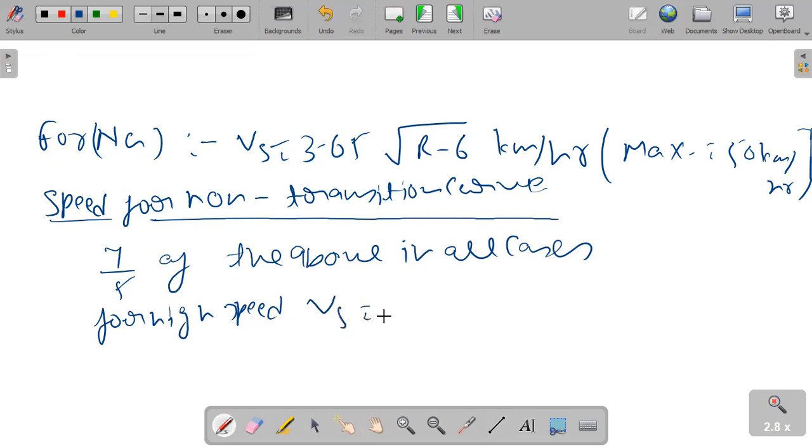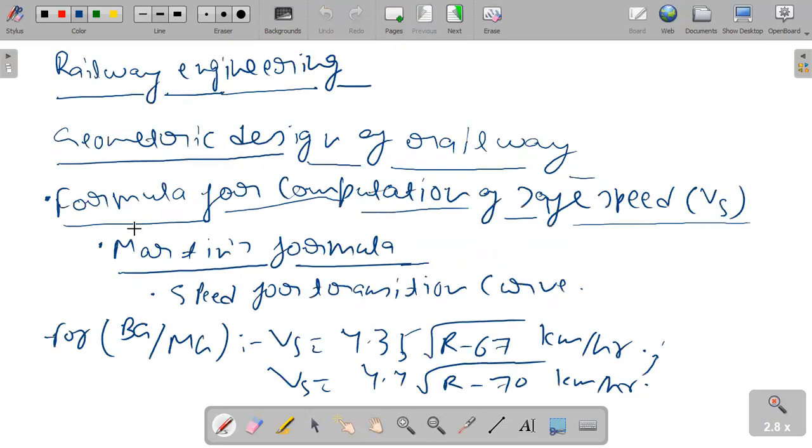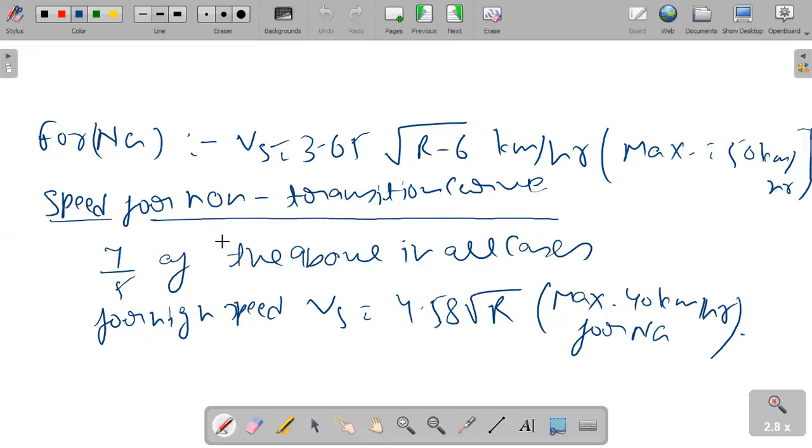For high speed, our safe speed is Vs equal to 4.58 under root R, and the maximum speed is 40 kilometer per hour for narrow gauge. So this is all about Martin's formula: speed for a transition curve, and speed for a non-transition curve, which is 4 by 5 of the above in all cases.